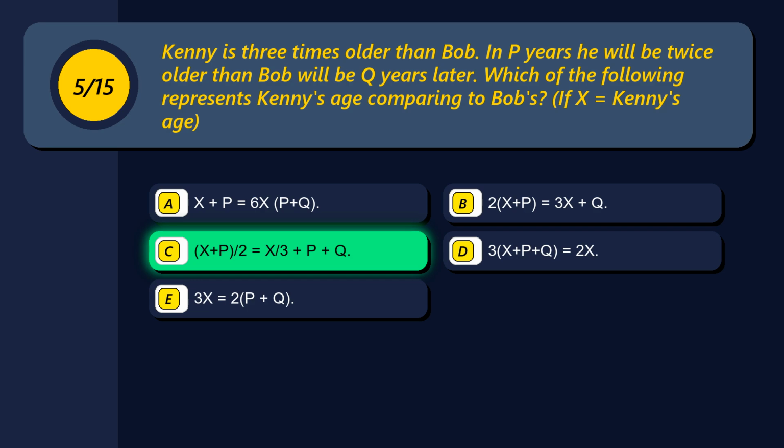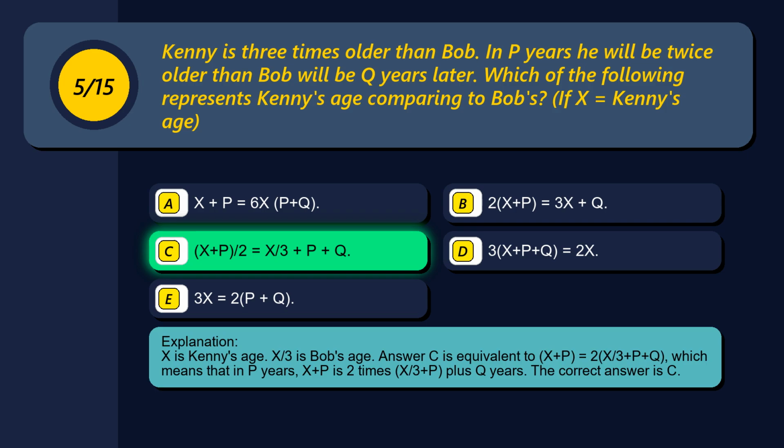The correct answer is Option C, (X plus P) / 2 equals X / 3 plus P plus Q. X is Kenny's age, X / 3 is Bob's age. Answer C is equivalent to X plus P equals 2 (X / 3 plus P plus Q), which means that in P years, X plus P is 2 times X / 3 plus P plus Q years. The correct answer is C.